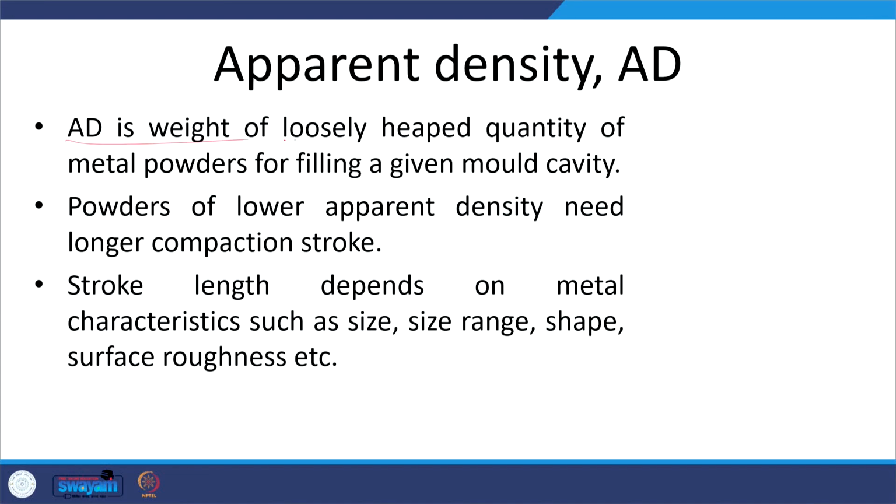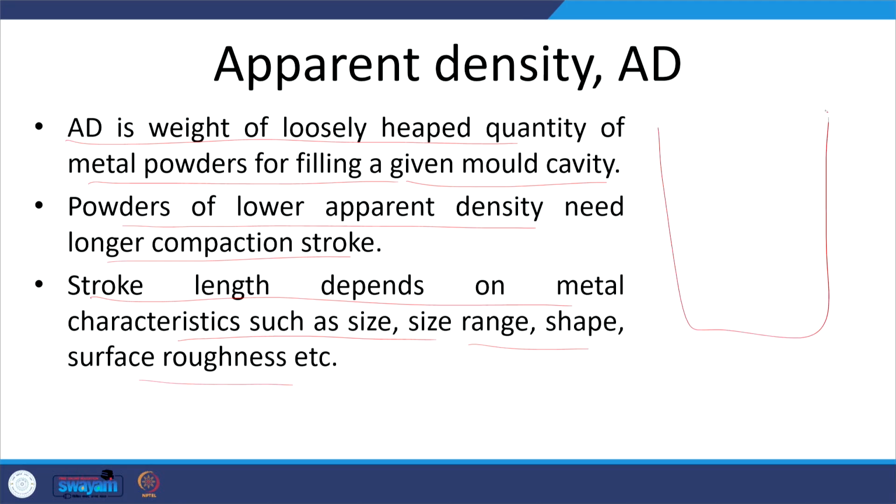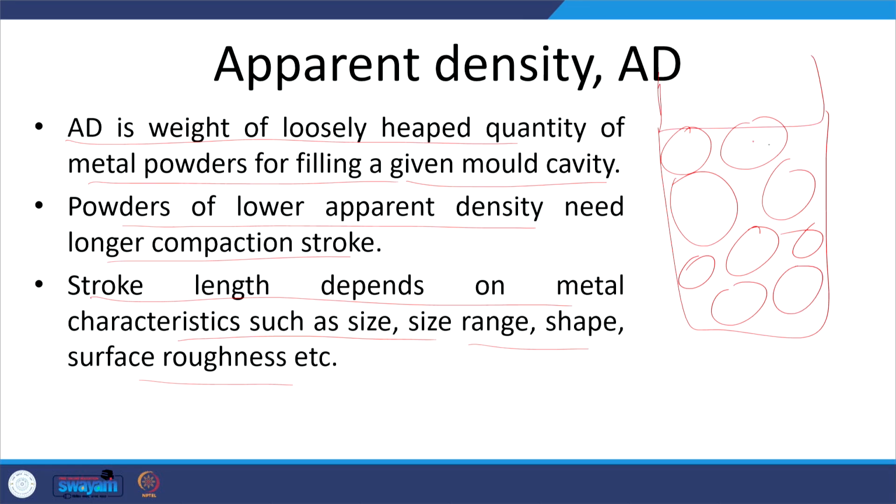Apparent density is the weight of the loosely heaped quantity of the metallic powders for filling a given volume of the mold cavity, and powders of lower apparent density need a longer compaction stroke. The stroke length depends on the size range and surface roughness. Let me explain this a little bit. If we use powder particles of coarse size, then the gap between the powders will be large. So, in order to compact and reduce the porosity up to the desired level, what do we need? We need a longer stroke of the piston for compaction.